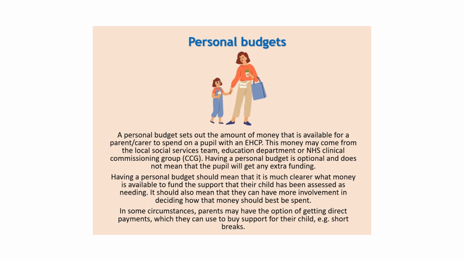Personal budgets. A personal budget sets out the amount of money that is available for a parent or carer to spend on a pupil with an EHCP. This money may come from the local social services team, education department, or NHS Clinical Commissioning Group, CCG. Having a personal budget is optional and does not mean that the pupil will get any extra funding. Having a personal budget should mean that this is a much clearer way for the money to be funding the support that their child has been assessed as needing. It should also mean that they can have more involvement in deciding how that money should best be spent.